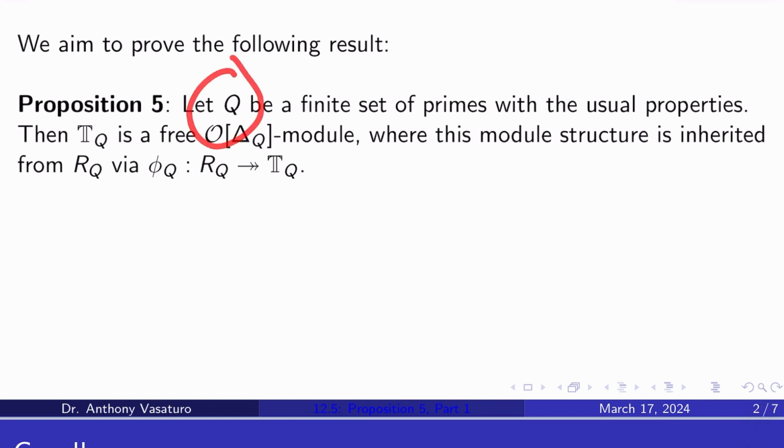It says, let Q be a finite set of primes with the usual properties that we've been studying over the past couple of videos. Then the Hecke algebra T sub Q is a free O[Δ_Q] module, where this was defined last video, and where this module structure is inherited from R_Q via the map φ_Q from R_Q surjecting onto T_Q that we're trying to show is an isomorphism. Okay, so this is very difficult to show.